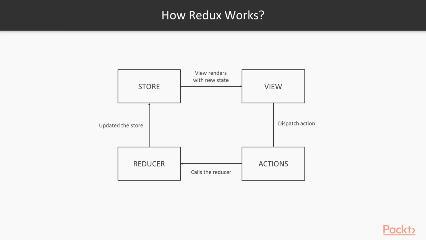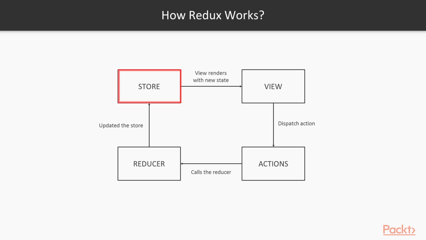Let's say we have a view. The view could be a button, something like that. When you click on the button, it is going to dispatch the action. So the action could be increment. Let's say you have dispatched the increment action, then the reducer will reduce the state. The reducer will update the store, and then the view renders the new state.